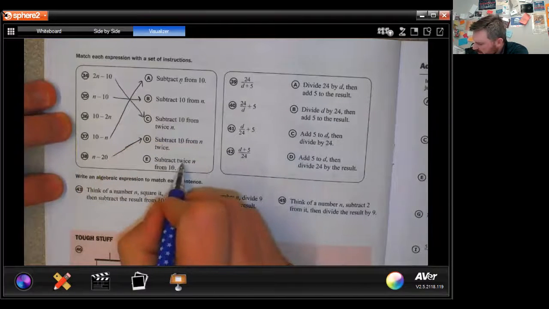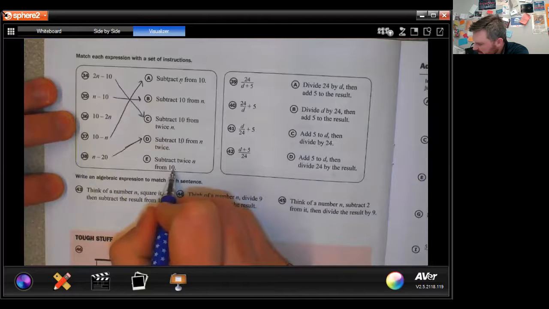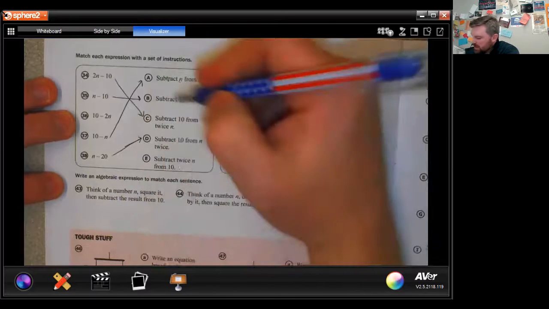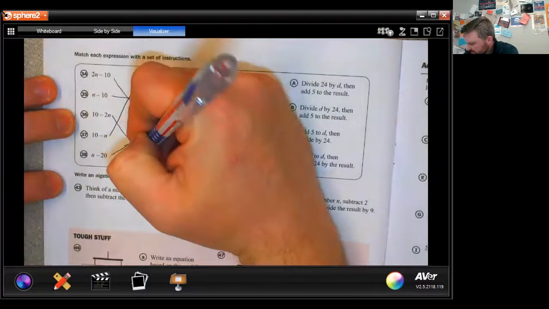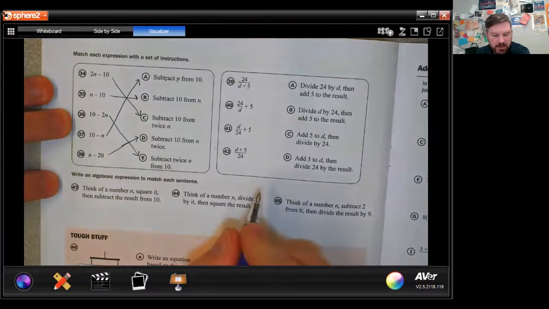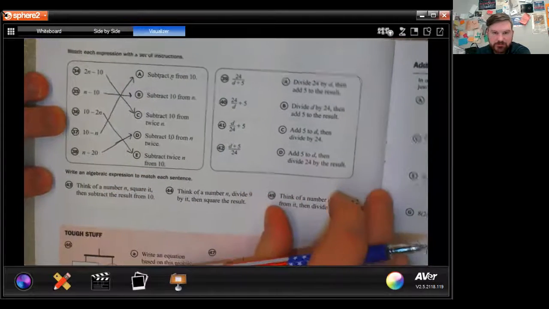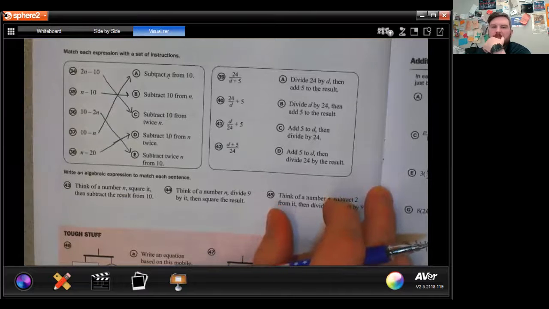Subtract twice n from n. Okay, so this is, now you're subtracting n minus n. So that's twice n. So kind of look at that word play there. We talked about that last time being a little bit tricky. Okay, now 39 through 42.